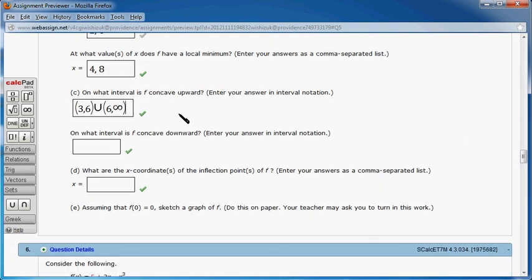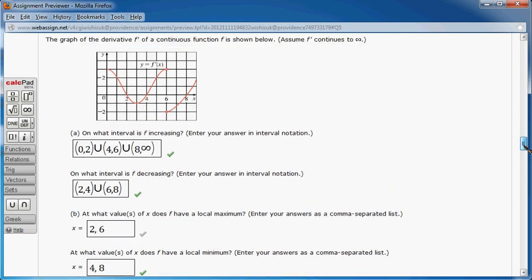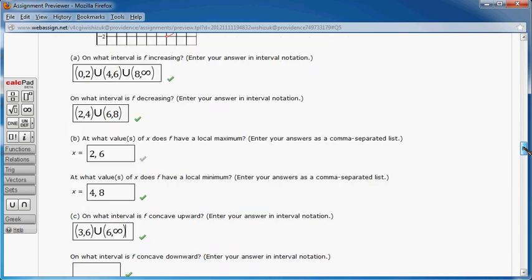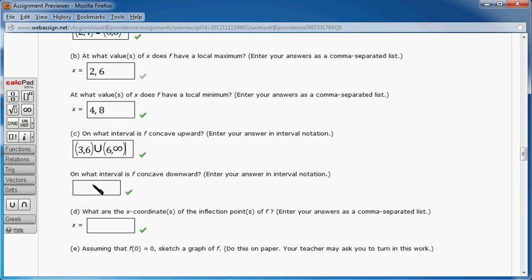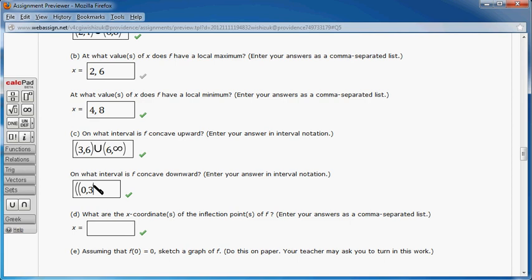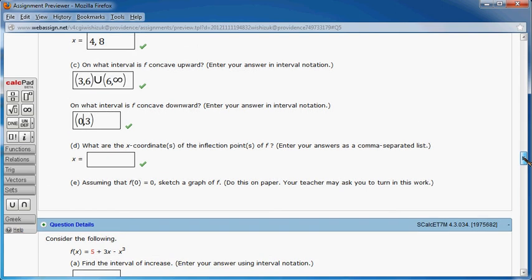All right, then on what interval is f concave downward? Concave down means that the first derivative is decreasing, between 0 and 3. So I just put that in, the interval from 0 to 3. Oops, I don't need that extra. Right, 0 to 3.